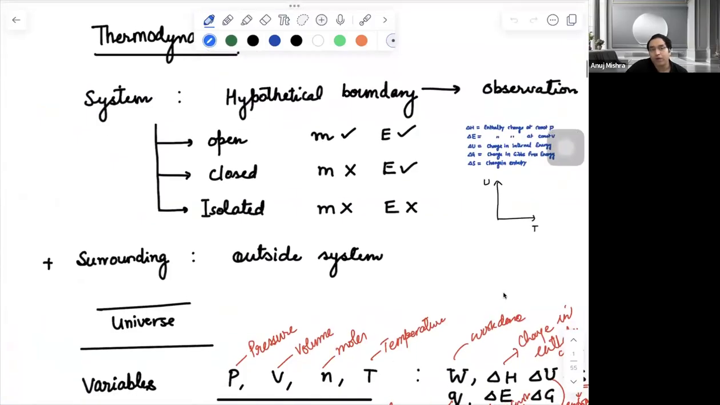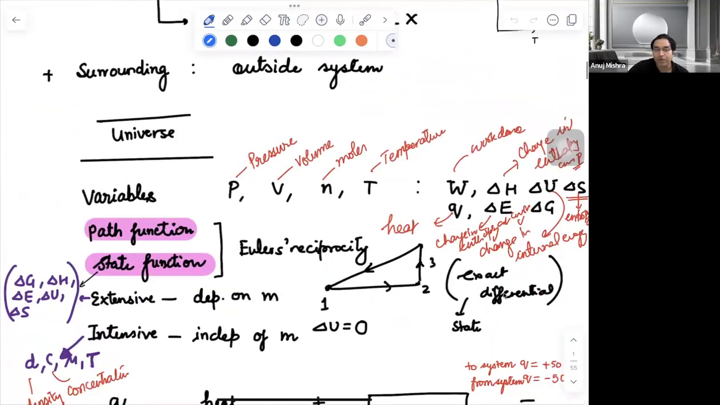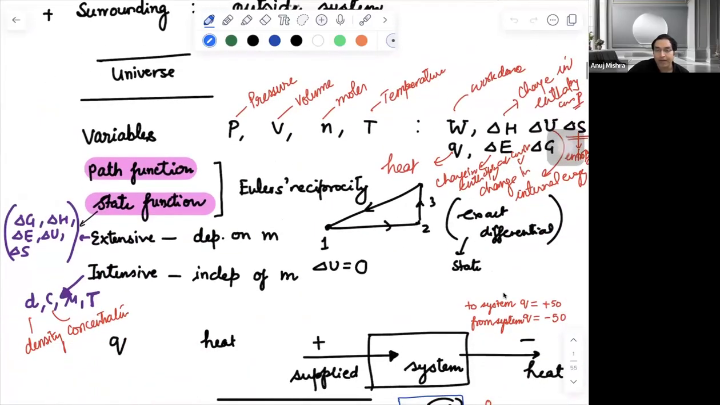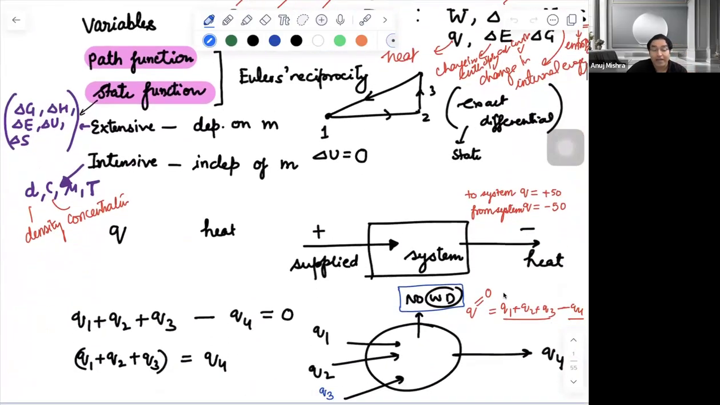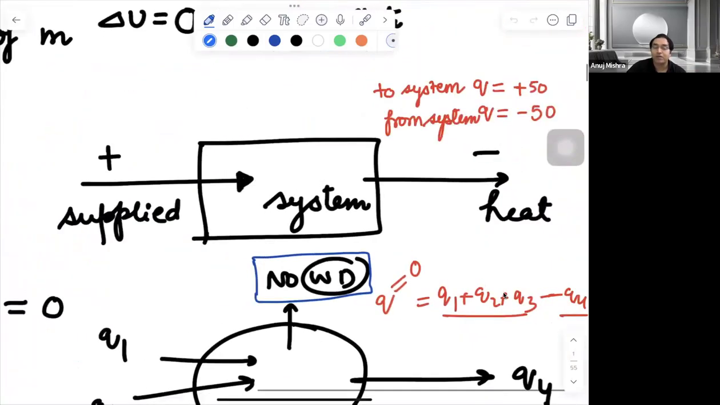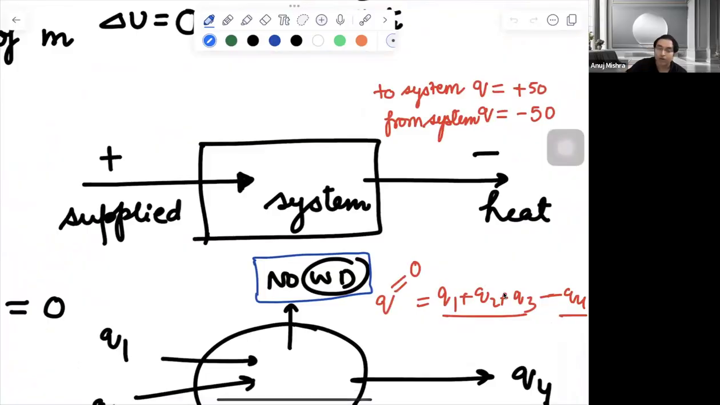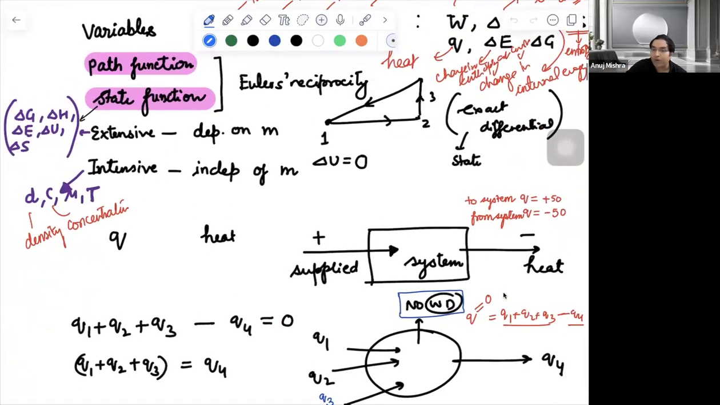So what all have we done so far? System, hypothetical boundaries can also be there, surroundings, outside system, variables P, V, N, T, W, delta H, delta U, delta S, Q, delta E, delta G, state function, path function, extensive, intensive. If there's a system, heat supplied to the system is positive, heat coming out is negative. All these things we are aware of.